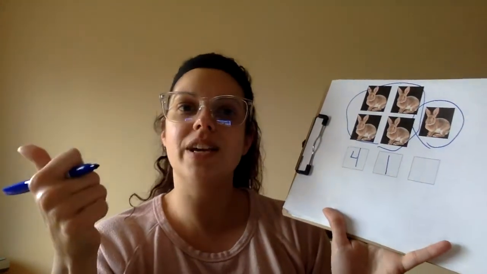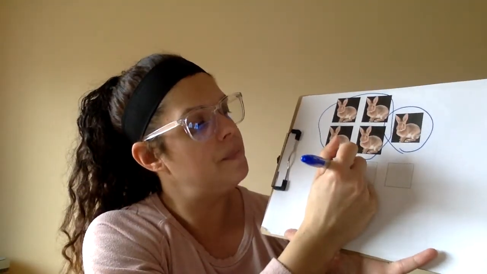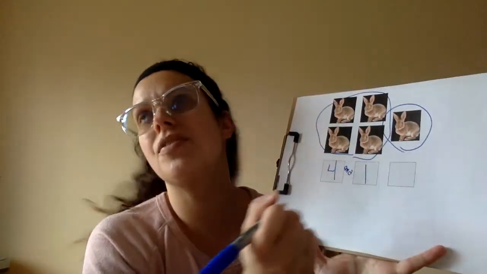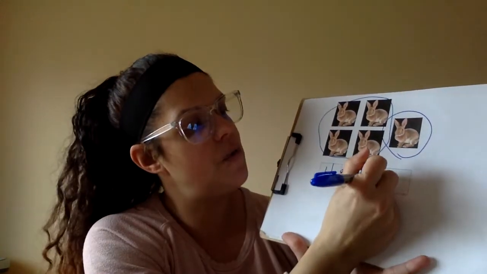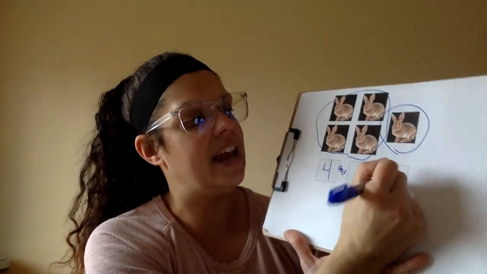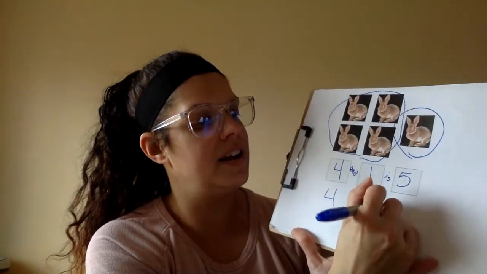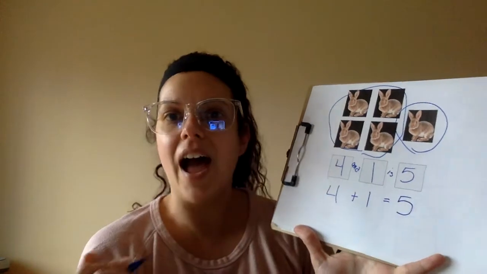All right, so I'm retelling my story and now I'm labeling, right? And I know now I'm going to think about how many bunnies are there. Four and one is the same as saying five, right? Four plus one equals five.